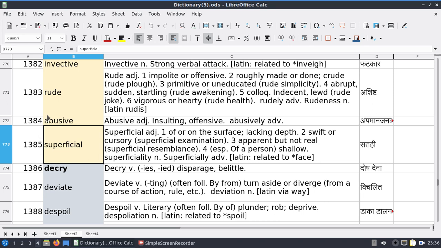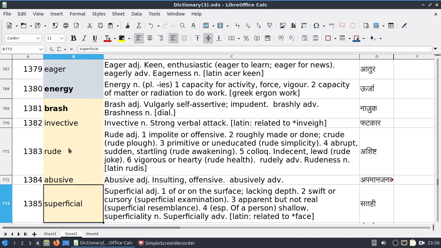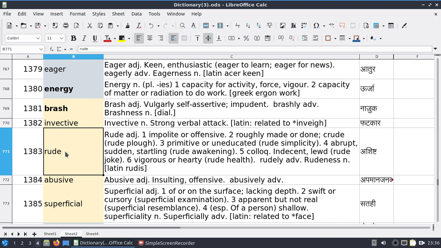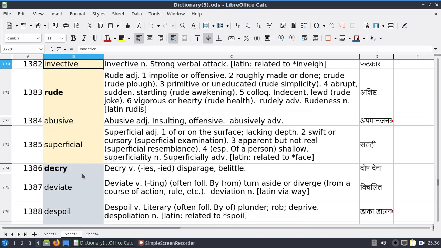So brash means in this case it is rude. Invective also means verbal attack, but it need not be rude also. It could be for genuine reasons also.